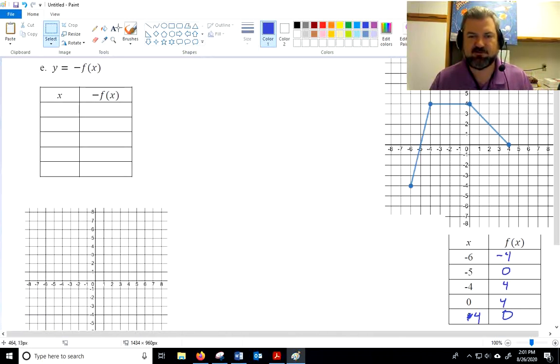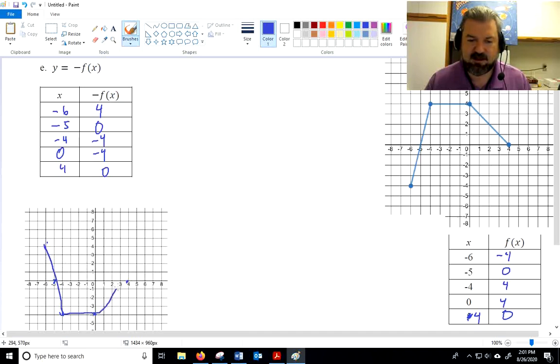All right, now in this next one, you should have taken the x values and kept them the same since we're not doing anything to the input. And then the y values we're going to flip. So if that's going to be a positive 4, that'll become a negative 4, and a negative 4 and 0. So we're going to see negative 6 is going to go to positive 4, negative 5 there, negative 4 goes to negative 4, 0 goes to negative 4, and 4 goes to 0. So this is a vertical flip down below.